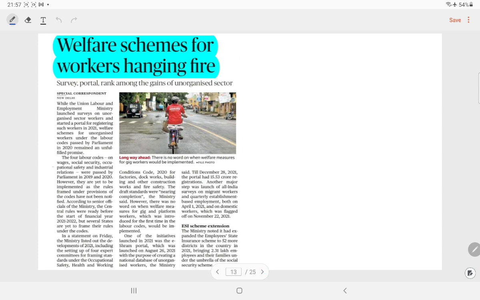So moving on, the next news is that the welfare schemes for workers are hanging on fire. As we know, the Union Labor and Employment Ministry launched surveys for unorganized sector workers and started a portal for registering such workers. We all know the e-Shram portal is there. But still the labor laws passed are unfulfilled, because in many cases, we all know four labor laws were passed, and we will be discussing those labor laws in detail.